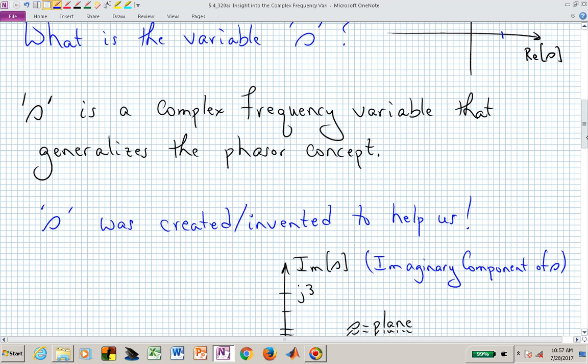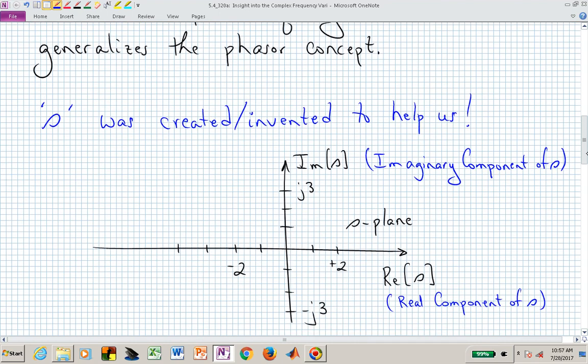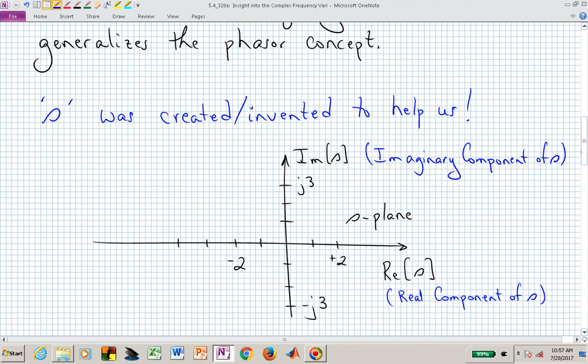And keep in mind that s was actually created or invented to help us. So if you're struggling, just go back and say, well, all of this is supposed to be helping us, so how do I understand this so that in fact I feel like it is helping and not making things more complicated?